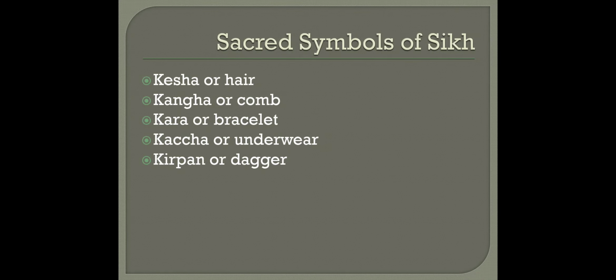Kirpan, it is a small sword, okay, which they usually, if you have seen them, whatever dress they wear, they'll just tie one black belt or they'll just carry that sword with them anywhere, okay. So that sword they carry, which is to defend the helpless and uphold the truth. So these are the basic 5 sacred symbols and the reason behind wearing these sacred symbols.